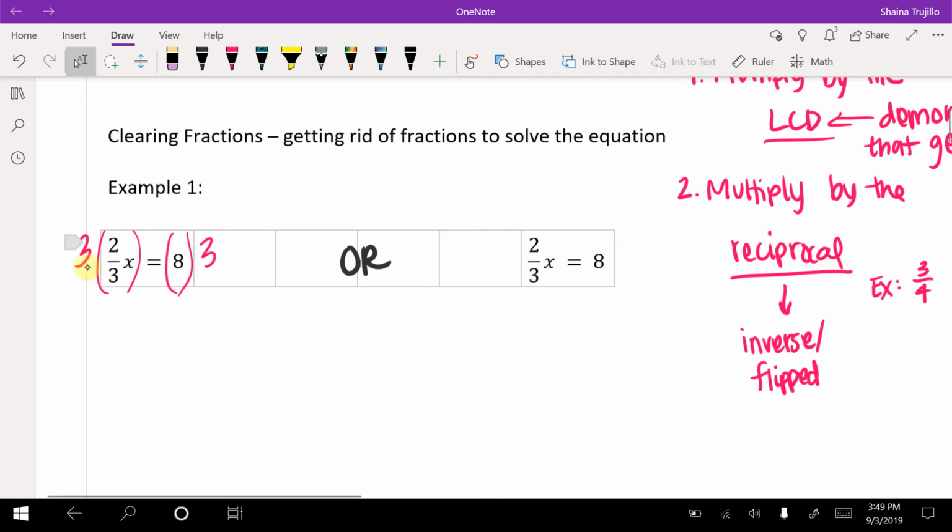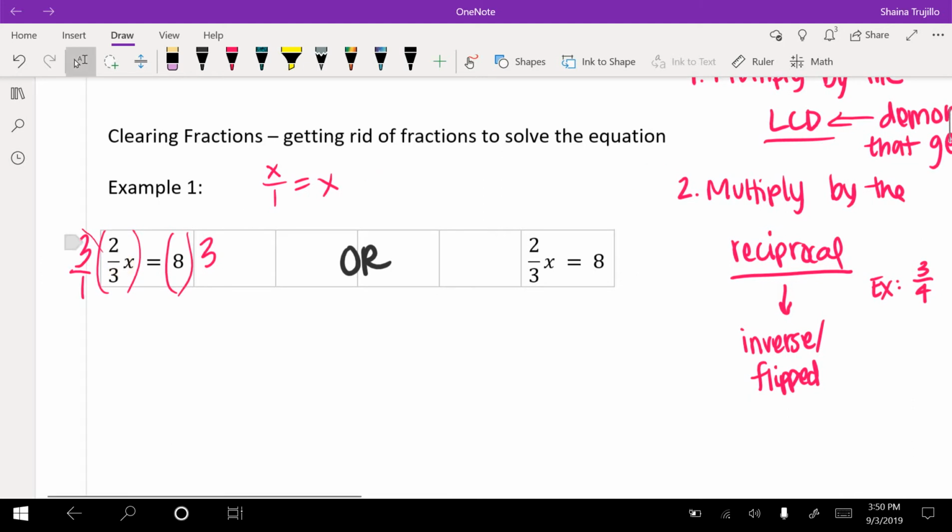Now this 3 is actually 3/1, because if you remember our identity property, any number over 1 equals the number. So if I have 4/1, that is the same as 4. 3/1 is the same as 3. 5/1 is the same as 5, and so on. So I'm going to multiply by 3.